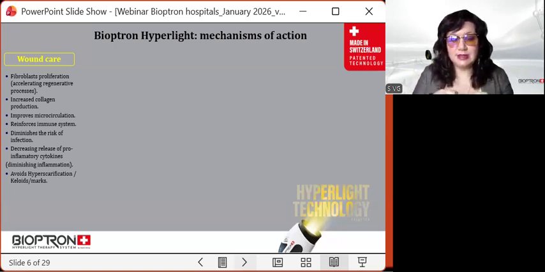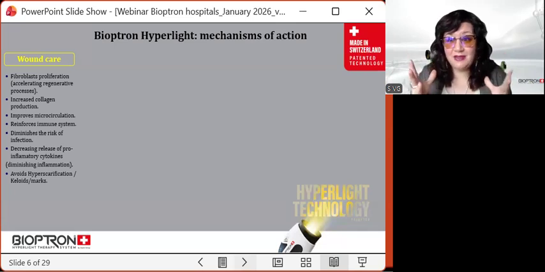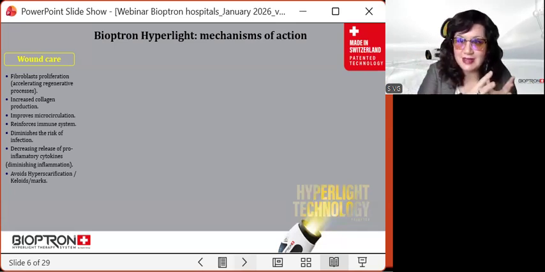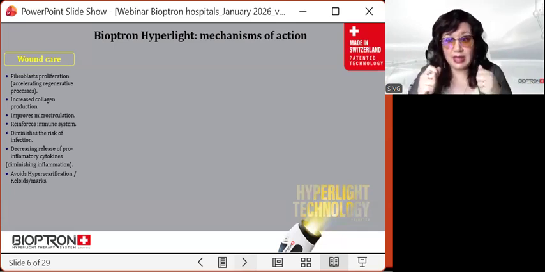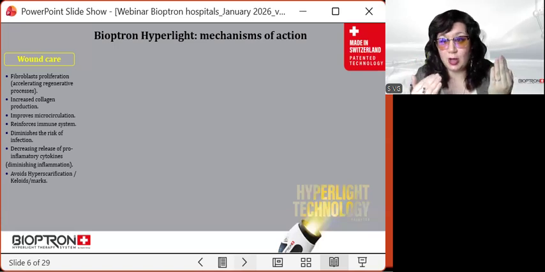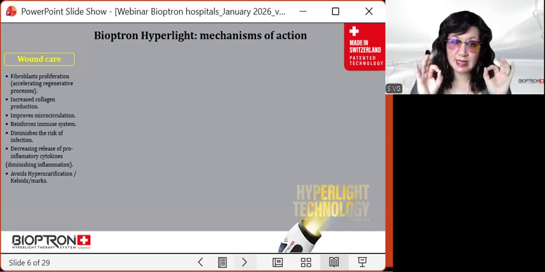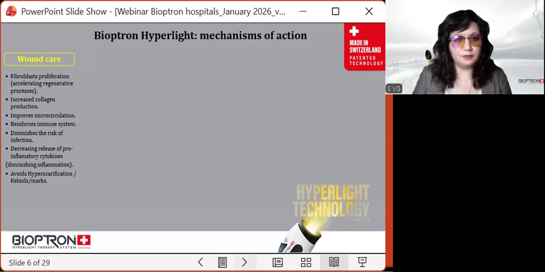Why? Because the cellular mechanisms that are triggered by Bioptron are always the same. The device itself doesn't know if you are treating a psoriasis or a wound. The light will create the effects in the tissues, but of course, if you are treating a wound, you will see the closing of the wound. If you are treating acne, you will see the decrease of the acne symptoms. Of course, if you are treating a wound, you will not see an improvement in acne because there is no acne, but the cellular mechanisms are the same.